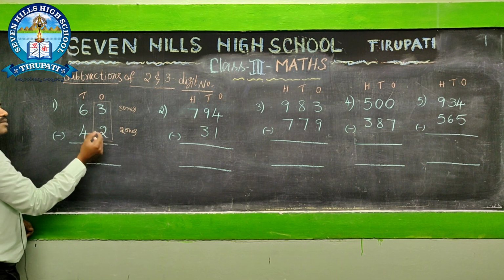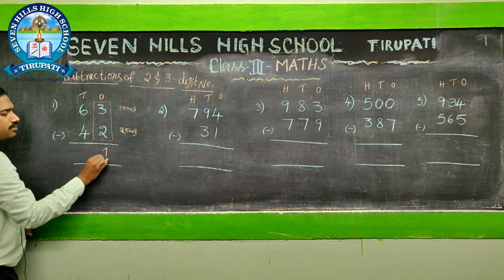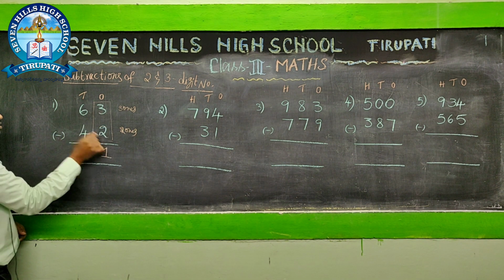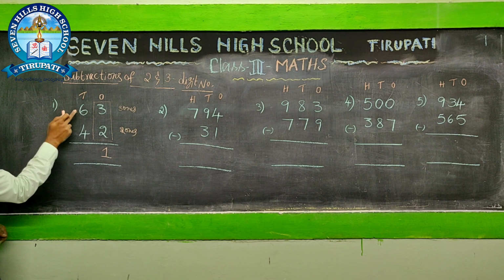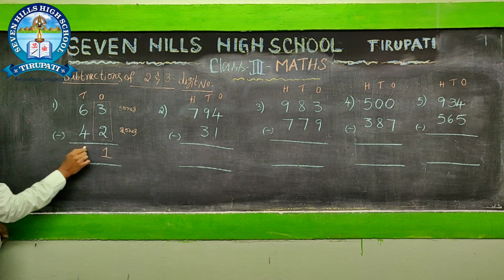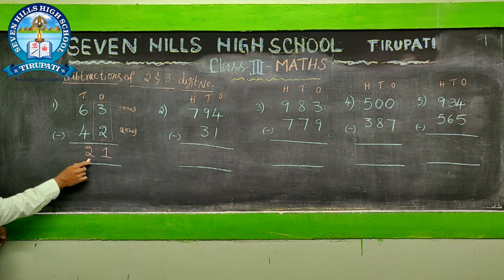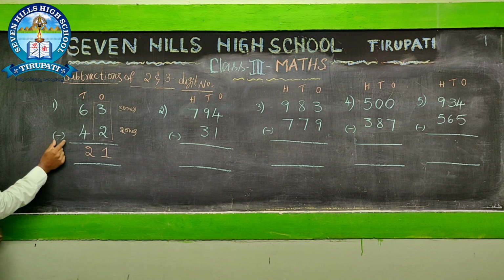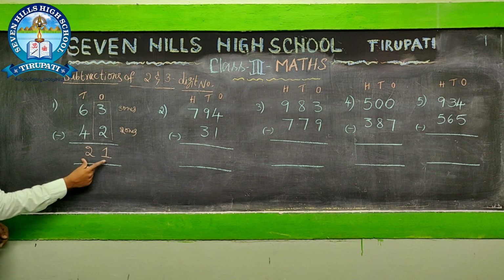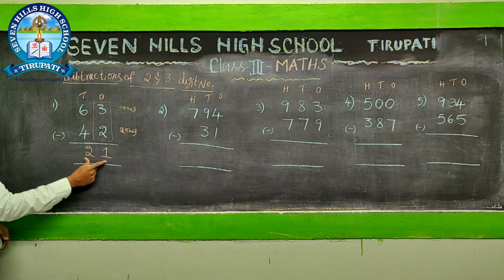So by subtracting 3 minus 2 we get 1, right? Okay, now coming to the tens column, 6 minus 4 is equal to 2. So 63 minus 42 becomes 21.